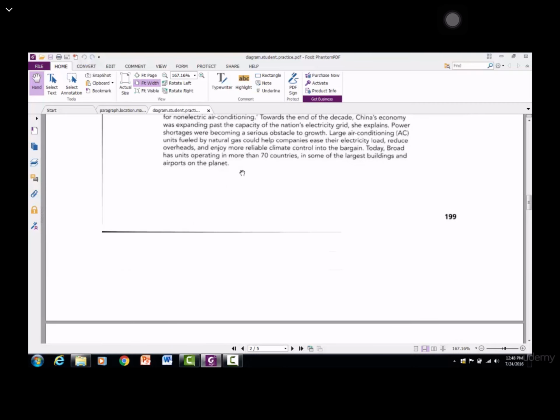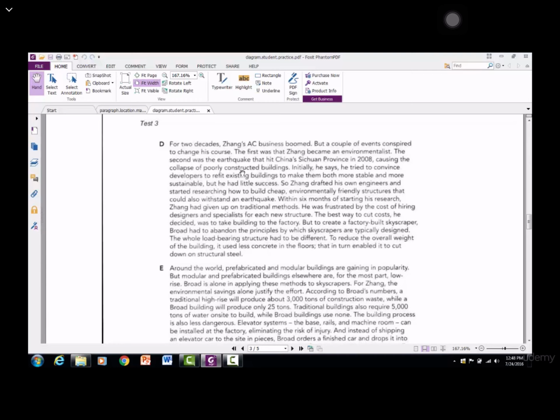I haven't found conventional building yet. Oh, here's buildings. All right, there's buildings. I need something talking about less, though. Okay, we're getting close. It says 6 months of starting his research, Zonka giving up traditional methods. Traditional is similar to the word conventional, but I still have to find the language that means the same as less.